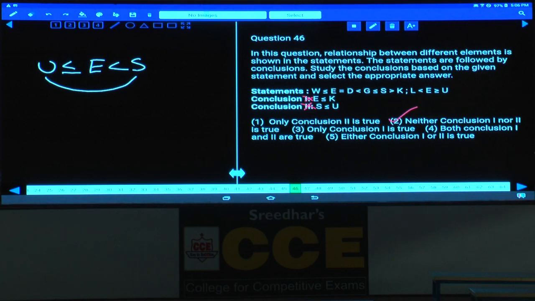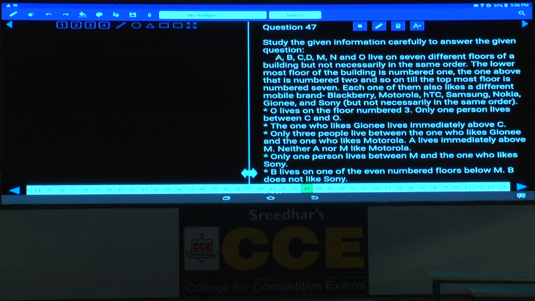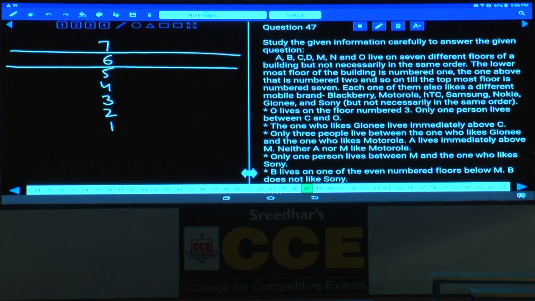Now this is about question numbers 42 to 46, then 47 onwards. Question number 47 onwards. A, B, C, D, M and O live on 7 different floors of a building, but not necessarily in the same order, and the ground lowermost floor of the building is number 1 and so on. Now as it comes under floor arrangement, fix the floors at the center, 7, 6, 5, 4, 3, 2 and 1, and extend the lines like this, by which we can simultaneously work out if 2 possibilities are there.